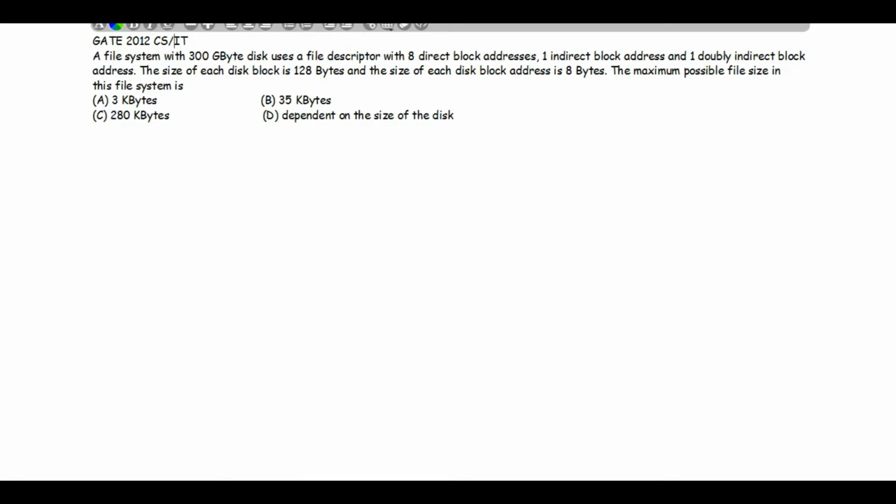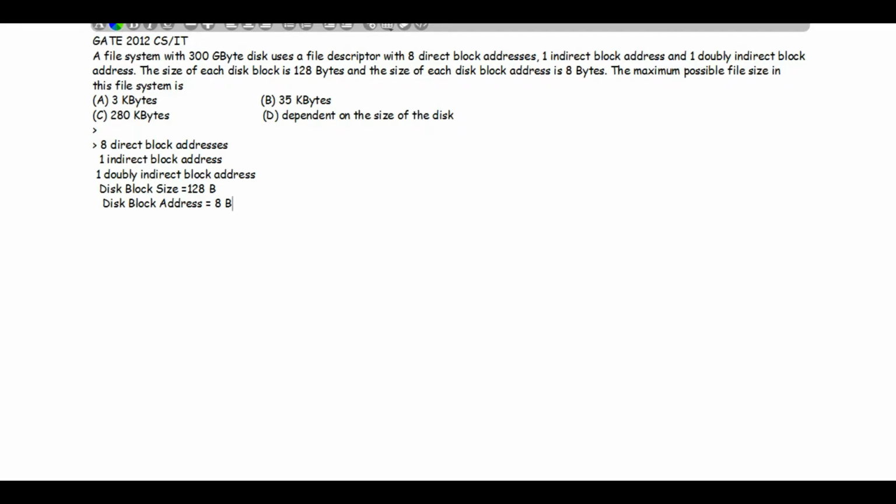So like always, just see what is given in the question first. In the question it is mentioned that they are using 8 direct block addresses, then there is 1 indirect block address, then there is 1 doubly indirect block address. Then we know about the disk block size, which is 128 bytes, and the disk block address is 8 bytes. So that much information we have, and we have to find out the maximum possible file size by using the system. Okay, so let's find out then.